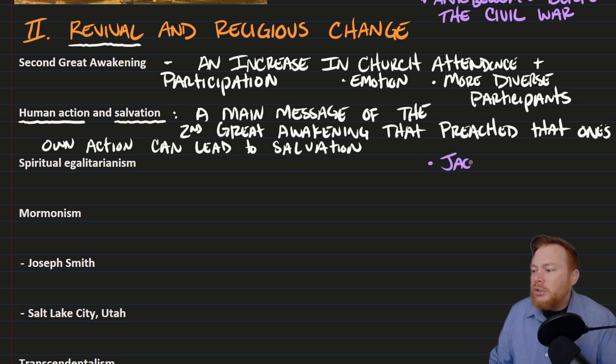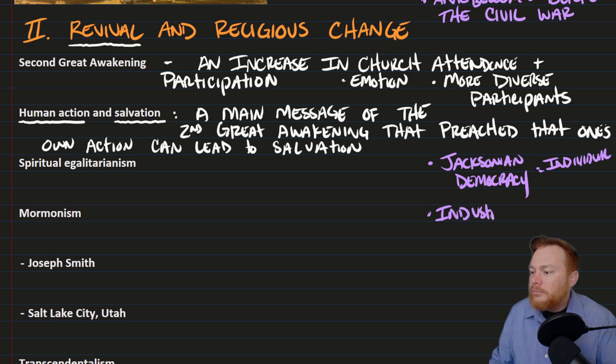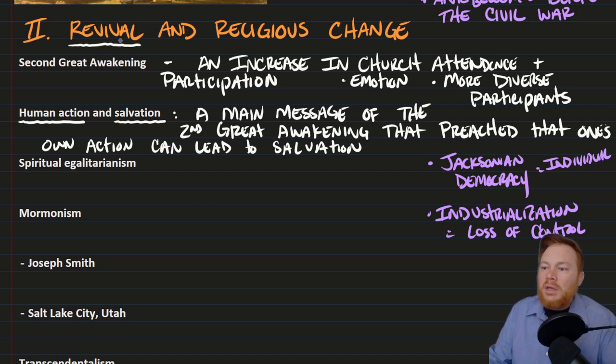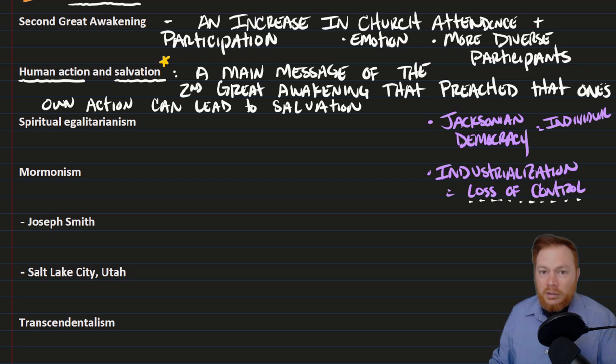Think back to Jacksonian democracy. In Jacksonian democracy, there was an emphasis on the individual. And if we look at things like industrialization, industrialization was very much a loss of control for a lot of people. And so this message says, hey, look, you may have lost control in your job or in your economic life, but don't worry. Regardless of how much control you may have lost economically, you still have control over your own fate, whether or not you go to heaven or hell.